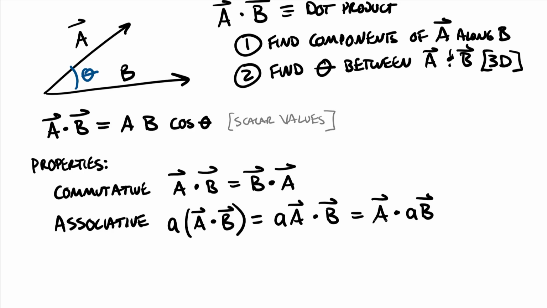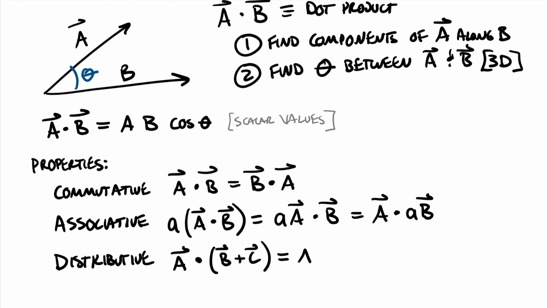And the last property is that they're distributive. And what that means is if we have A dotted with the sum of two vectors, B plus C, you could either add B plus C first, or you could take and dot A times both B plus C, or B and C individually, and you'd get the same value either way. Okay, so that's the distributive property.